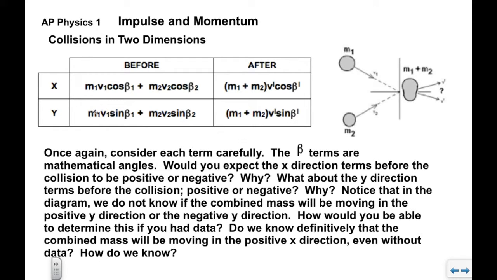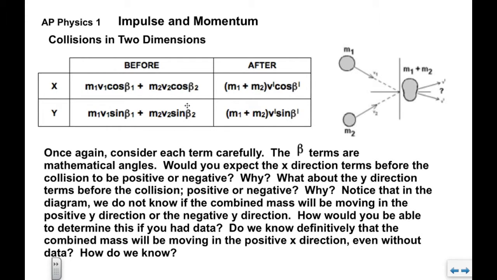positive. In the y direction, here's the y component of m1's momentum, here's the y component of m2's momentum. Looking at the image, we might conclude that this term should be negative because m1 is moving down initially. m2 is moving up initially. This term would be positive.